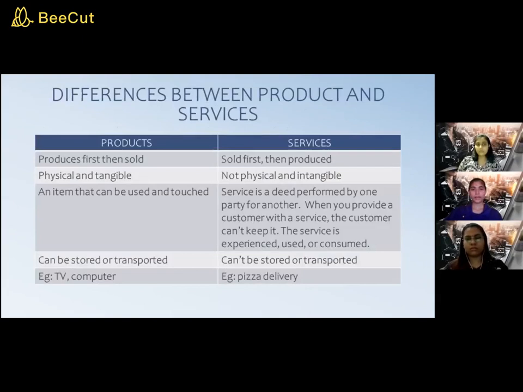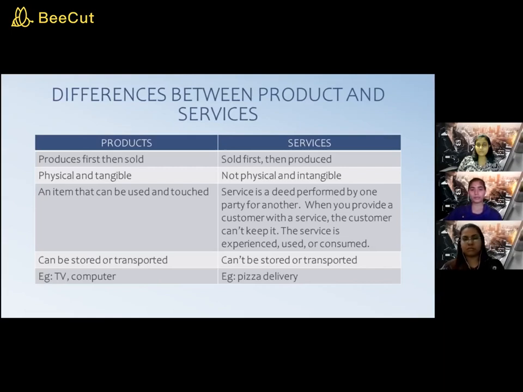Differences between products and services. Products: a product is produced first then sold, but a service is sold first then produced. Products are physical and tangible. Services are not physical and are intangible. A product is an item that can be used and touched. Services: a service is a deed performed by one party for another.